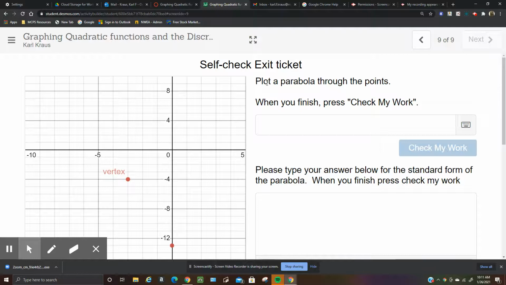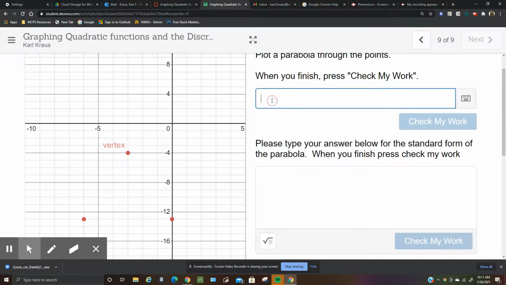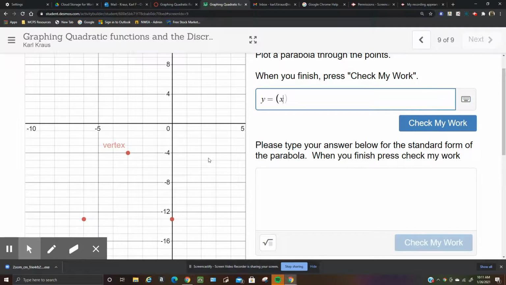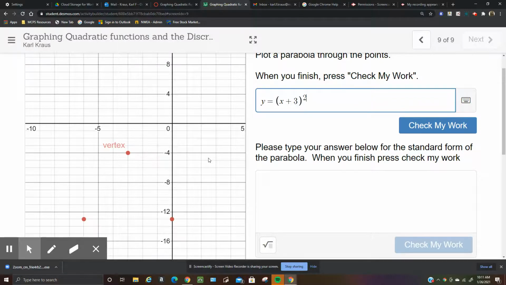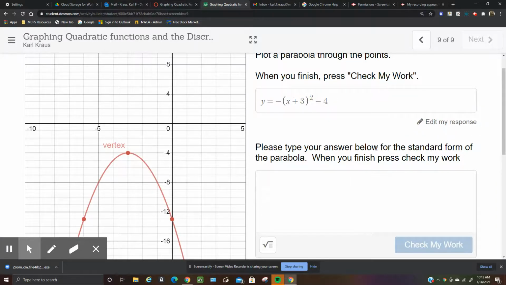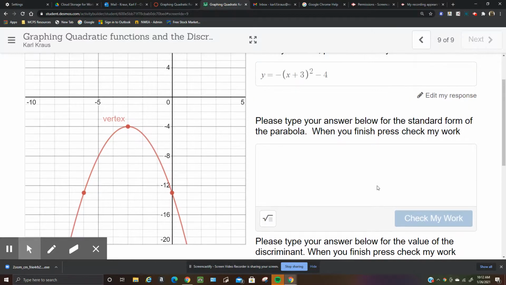So last slide says self-check exit ticket. This one's going to use the vertex form. So the vertex is at 1, 2, 3, negative 3, negative 4. So x plus 3 squared minus 4. And it's facing downward, so let's put a negative there. And that works.